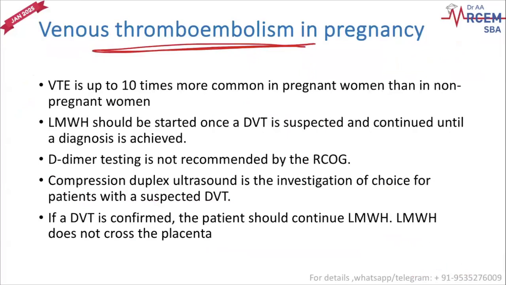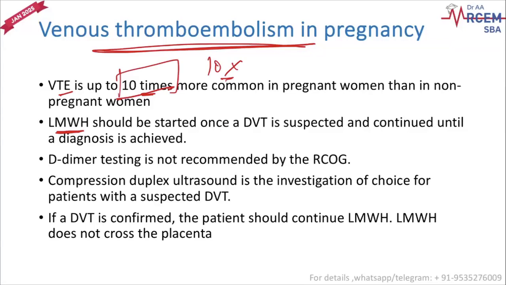Venous thromboembolism in pregnancy. In pregnancy, having a DVT or PE is 10 times, that is 10x, more common than in any normal individual if you compare. Low molecular weight heparin is the preferred one. So we have another situation when we need to start a low molecular weight heparin.